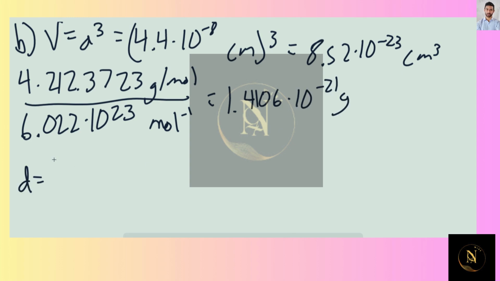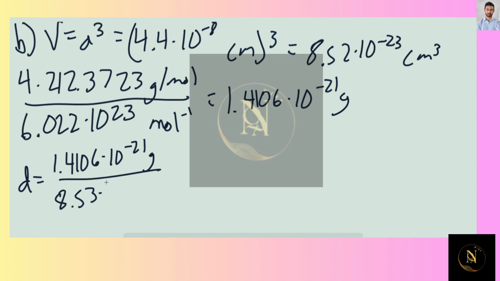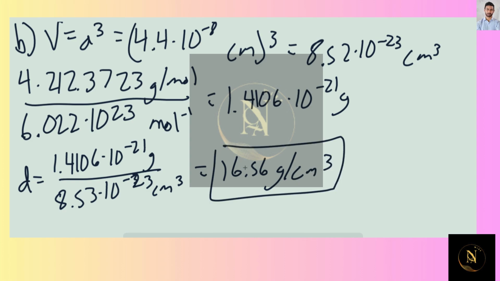So now for our density, we just take our number of grams divided by our number of centimeter cubed. And that gives us our density of 16.56 grams per centimeter cubed. And that is our answer for letter B.